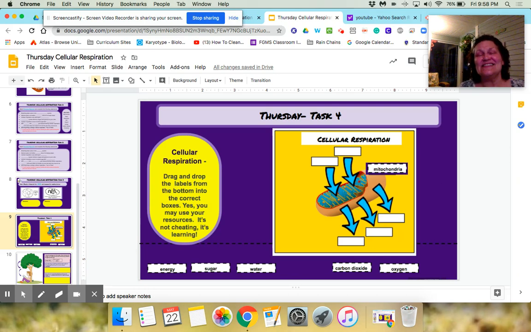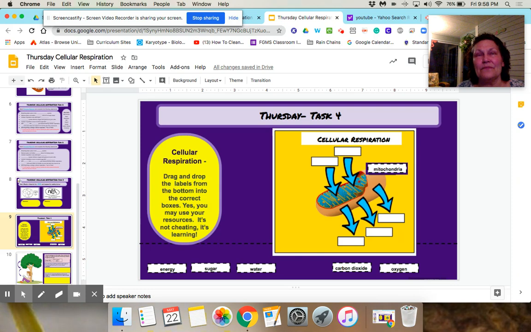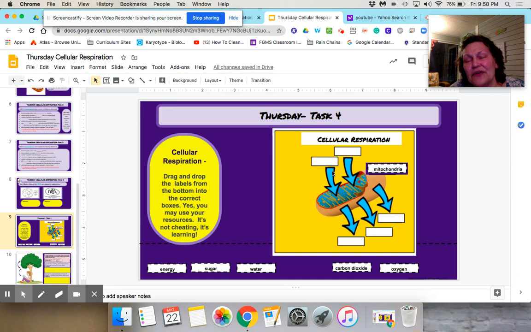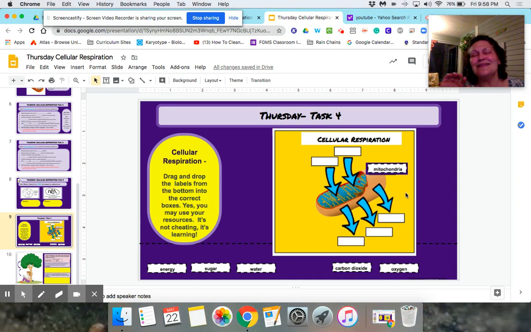But that is a way to show you in a diagram that that is a mitochondria, is that cristae. So you have two things going in, and then you have three things leaving that organelle. So it is the site of cellular respiration.